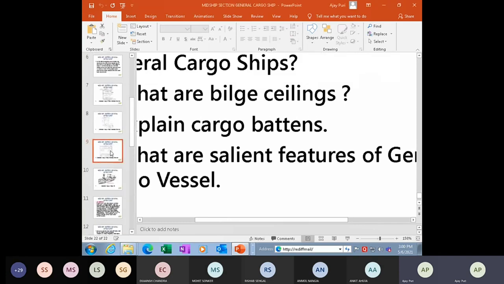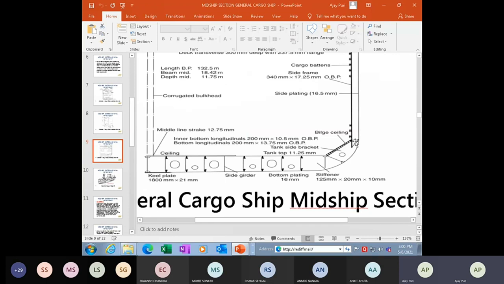So here we were talking of the battens. The thickness is 50 mm, the distance between battens is 230 mm. And this is the tank top ceiling, which will be in the square of the hatch. Either it will be a wooden thing or it will be such that it can absorb the sweat. Similarly, you have bilge ceiling on the bilges here.